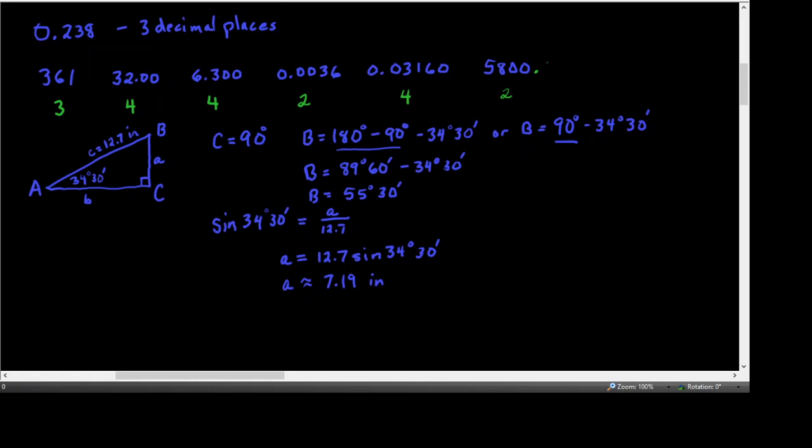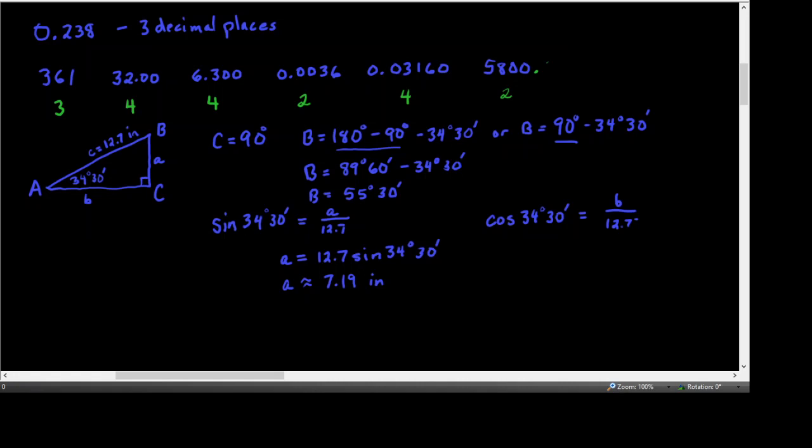So angle A is given, side C is given, B is what we want. What trig function relates adjacent and hypotenuse to an angle? Well, that's cosine. So the cosine of 34 degrees, 30 minutes, should be equal to adjacent, which is unknown B, divided by hypotenuse, which is known to be 12.7.